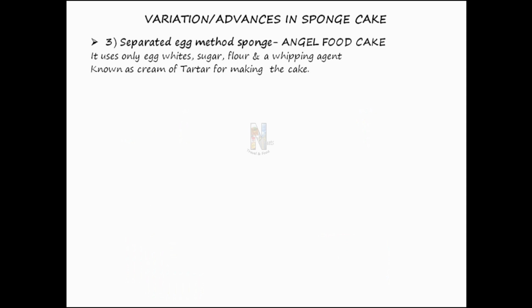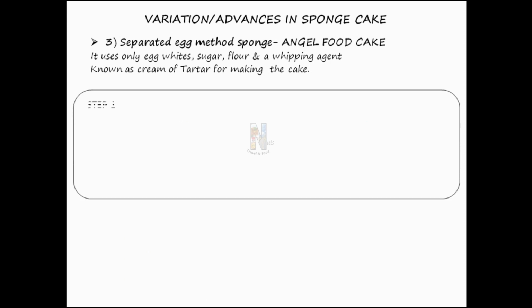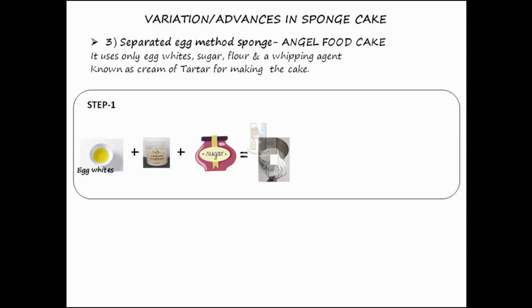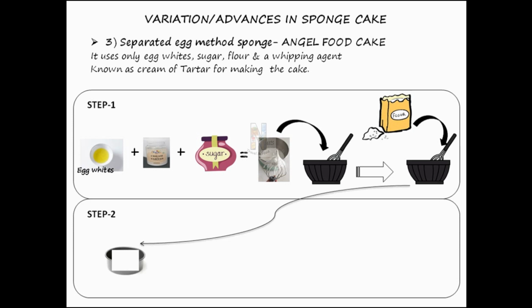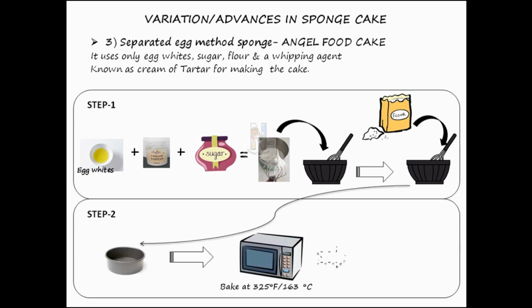The third variation in sponge cake is angel food cake. Here, in the separated egg method, only egg whites, sugar and cream of tartar are mixed together in a mixing bowl and whipped up to form a meringue. Flour is gently folded into the meringue mixture and transferred to the cake tin, and then it is baked at 163 degrees Celsius in a preheated oven, and you get a beautiful angel food cake.